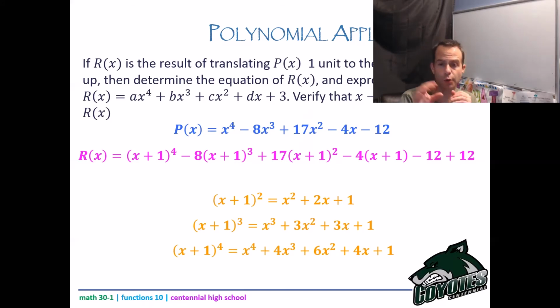Okay, so we've established here x plus 1 squared is x squared plus 2x plus 1. X plus 1 cubed is x cubed plus 3x squared plus 3x plus 1. And x plus 1 to the 4 is x to the 4 plus 4x cubed plus 6x squared plus 4x plus 1. So now what I need to do is I need to take this pink line that I had left you off with.